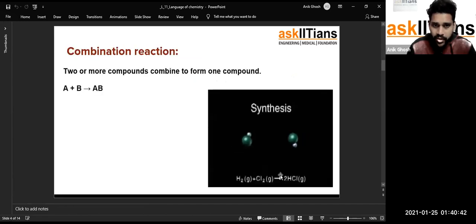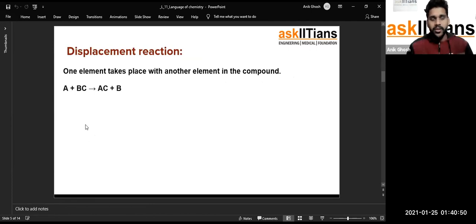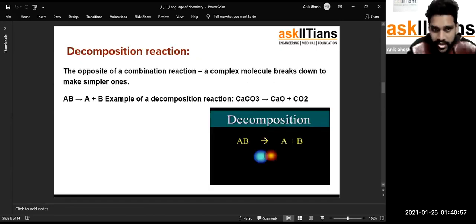Combination reaction, you can see this is the product and you can see how this GIF is helping you to understand the combination reaction, isn't it? It's a very important GIF. Now, displacement reaction, we have already talked about it. A plus BC gives you AC plus B. This is also a displacement reaction.